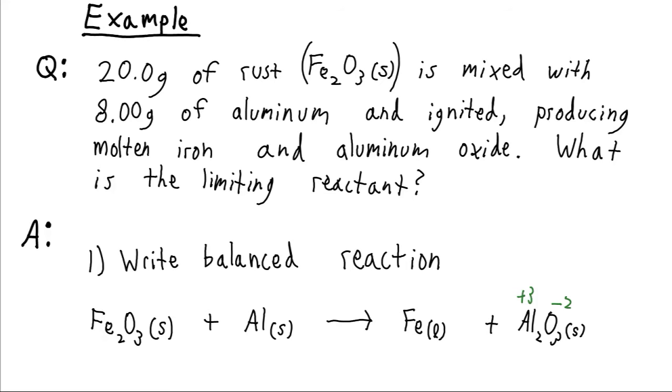So we have all our compounds right. Now we need to throw in some coefficients. Well, we can see that we have 2 irons on the left and only 1 on the right. So go ahead and double the number of irons on the right. And we also have 2 aluminums on the right, but only 1 on the left. So we'll go ahead and double the number of aluminums. And we have 3 oxygens on both sides. So this is a good balanced reaction.